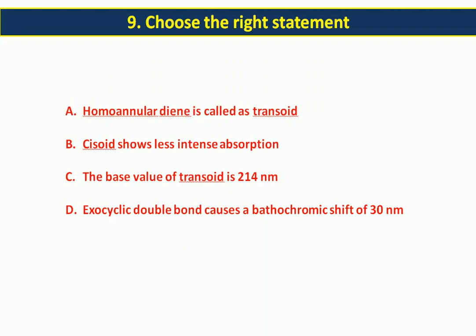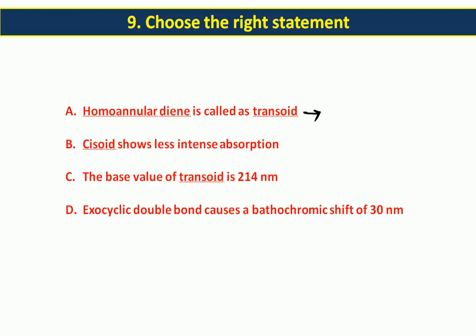Let us go to the question number 9. Choose the right statement. Statements are: homoannular diene is called as transcoid. Ciscoid shows less intense absorption. The base value of transcoid is 240 nanometer. Exocyclic double bond causes bathochromic shift of 30 nanometer.